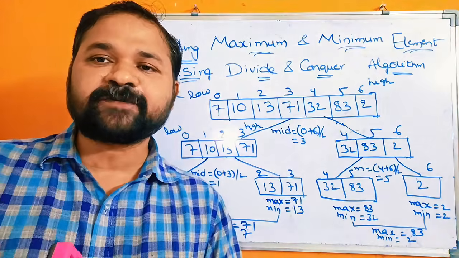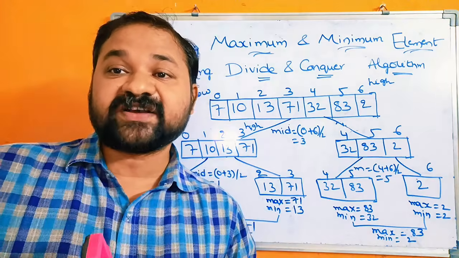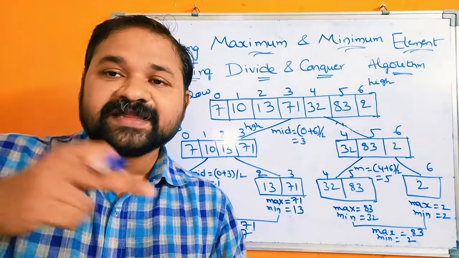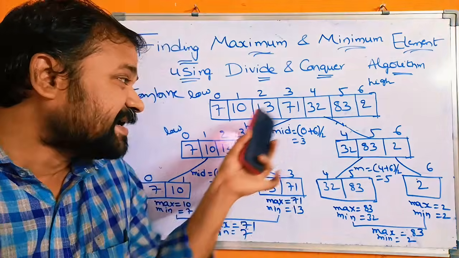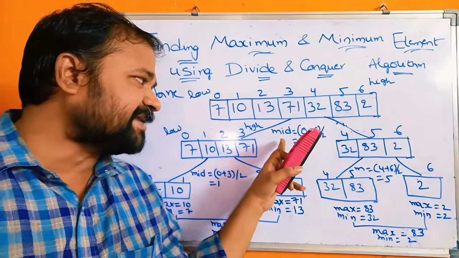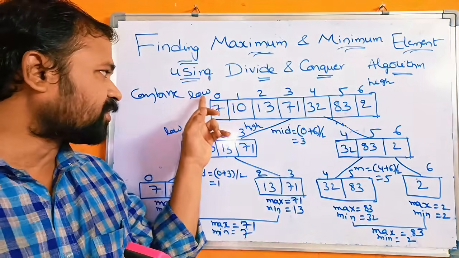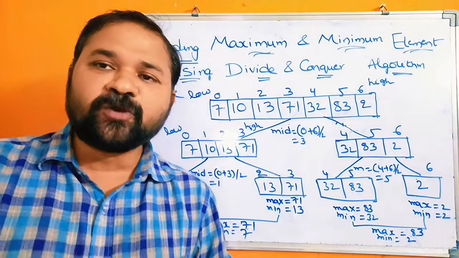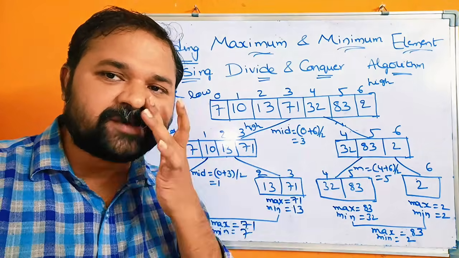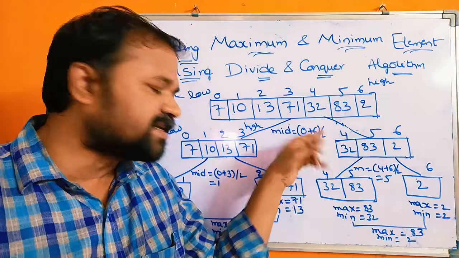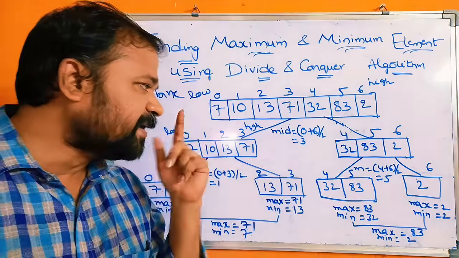So what is the first step? Divide step. In divide step, the given array is divided into two parts, just like binary search. We can divide the array into two parts by calculating the mid value. The formula for the mid is low plus high by 2. Here low means 0, high means 6. So 0 plus 6 means 6, where low plus high is the numerator and 2 is the denominator. So 6 by 2 means 3. So now mid value is 3.